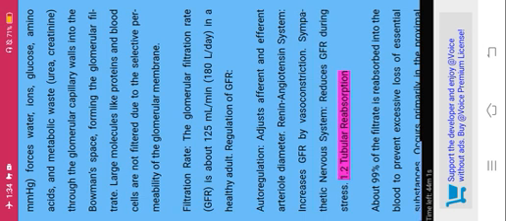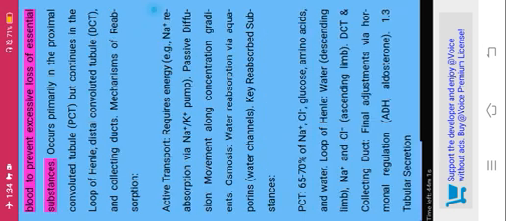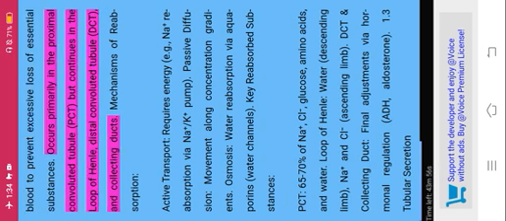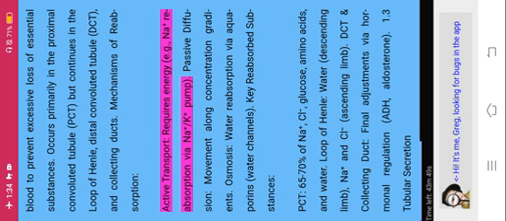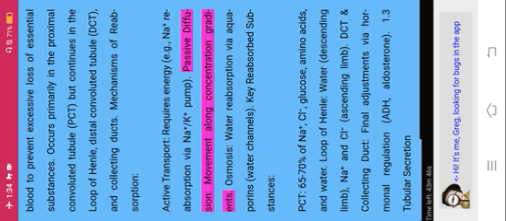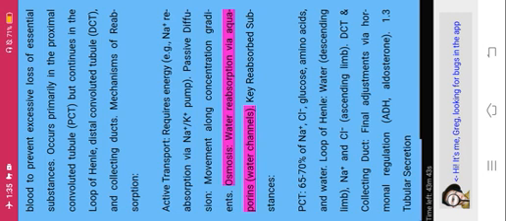1.2 Tubular reabsorption. About 99% of the filtrate is reabsorbed into the blood to prevent excessive loss of essential substances. It occurs primarily in the proximal convoluted tubule, PCT, but continues in the loop of Henle, distal convoluted tubule, DCT, and collecting ducts. Mechanisms of reabsorption. Active transport requires energy, e.g., Na reabsorption via the Na pump. Passive diffusion, movement along concentration gradients. Osmosis, water reabsorption via aquaporins, water channels.